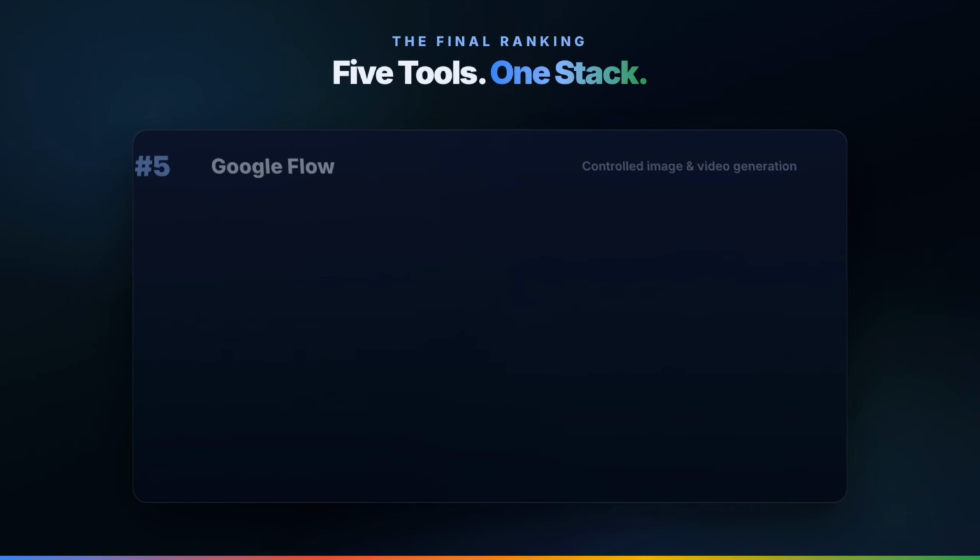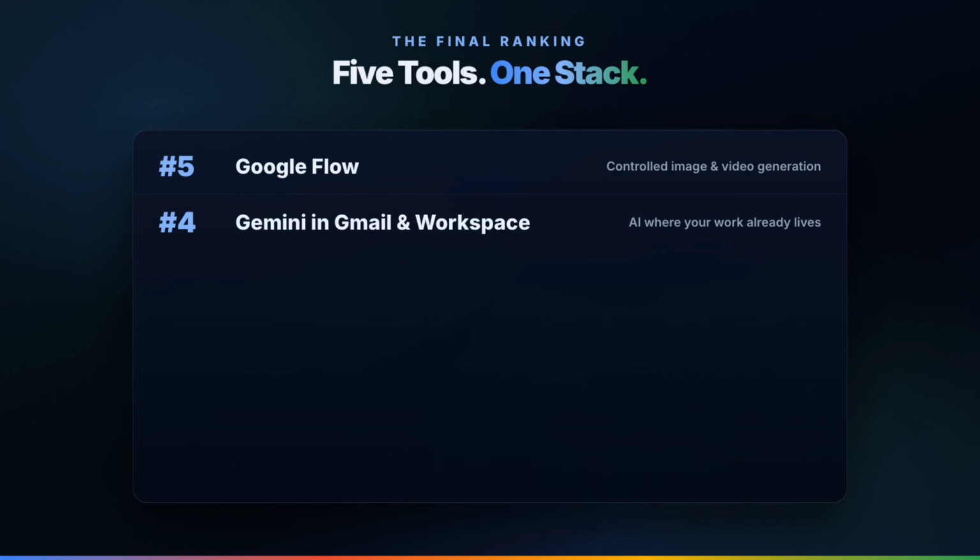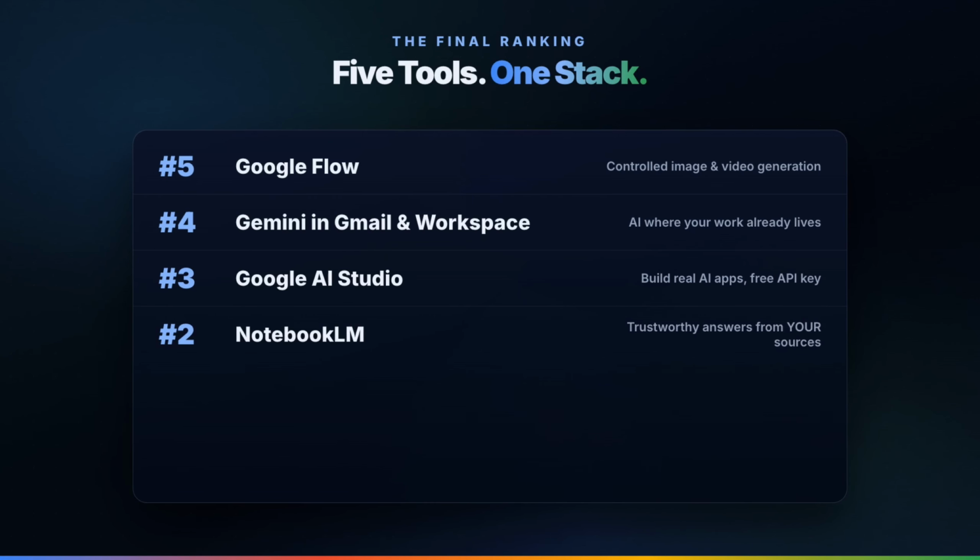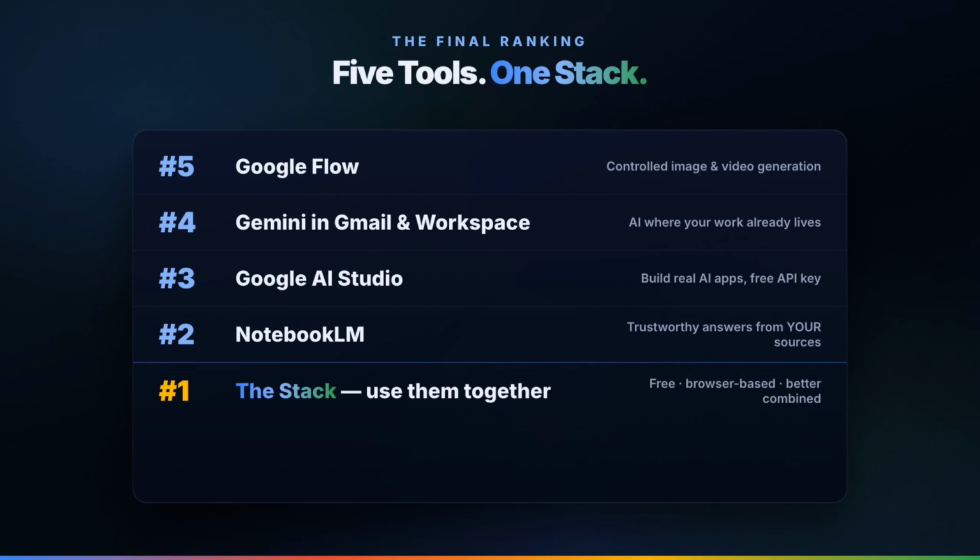So here's the final ranking. Number 5, Google Flow for controlled image and video generation. 4, the AI inside Gmail and Workspace. 3, AI Studio for building. 2, NotebookLM, the one I'd keep over everything. And number 1 is simple, the stack. These tools are free, and they're better together.